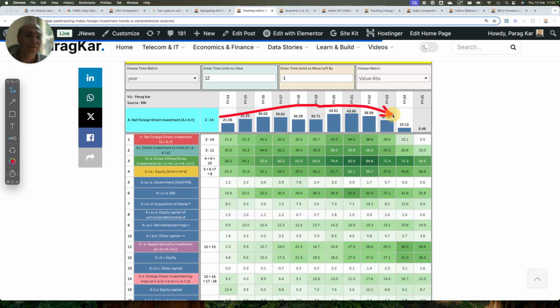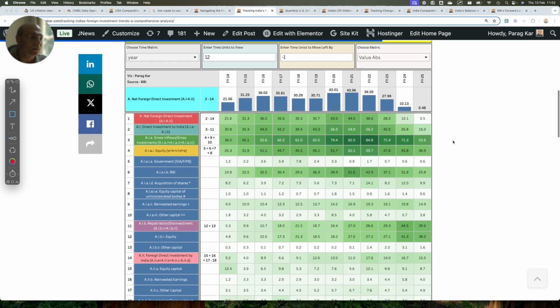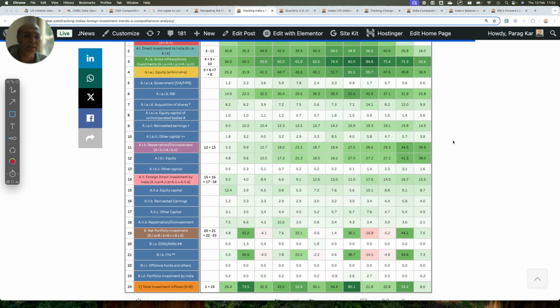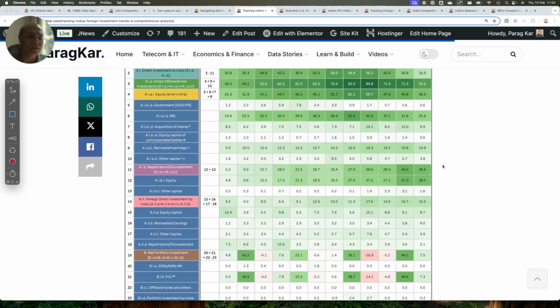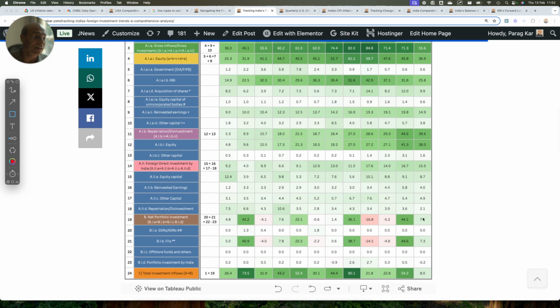See the net foreign direct investment, and in FY 2025 the numbers are till the third quarter, and the numbers are pretty bad. Hardly any foreign investment has happened in India. The net foreign direct investment numbers have gone down significantly, but there is some solace: there has been some repatriation, and some investment has happened in portfolio investment.